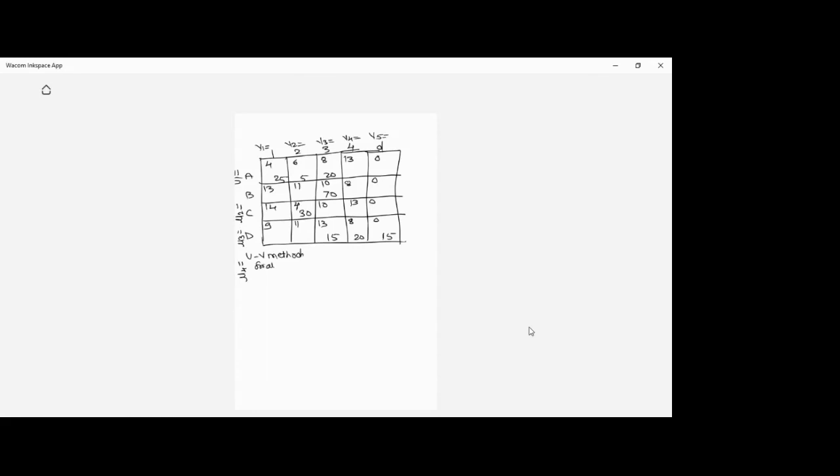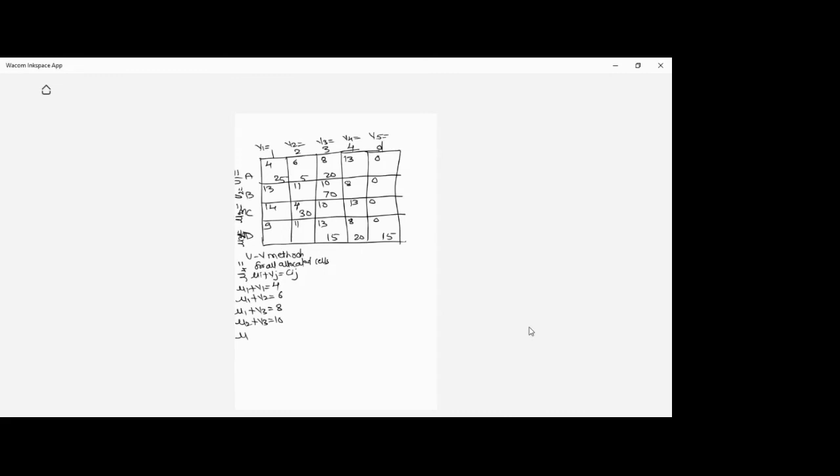For all allocated cells, ui plus vj is equal to cij. So you can write u1 plus v1 is equal to 4, u1 plus v2 is equal to 6, u1 plus v3 is equal to 8. Nextly, we have u2 plus v3 is equal to 10. Sorry, here it is u2, u3 and it is u4.